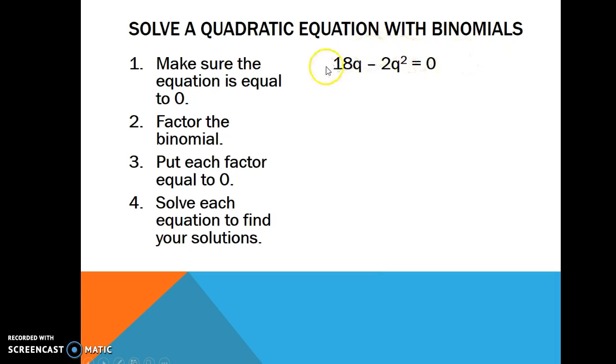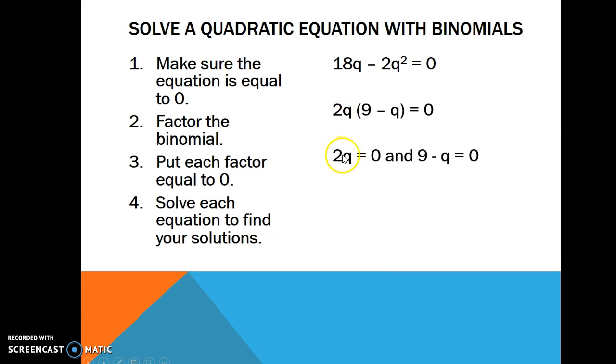Now we have to remember our factoring rules. Here we have a binomial. Remember, there's only two ways to factor a binomial: pulling out the GCF or using our difference of two squares rule. Notice this is not in descending order, but it is in ascending order, so we don't necessarily need to rearrange this equation as some of you might feel like we need to. So here my greatest common factor is 2q, which leaves me with 9 - q.